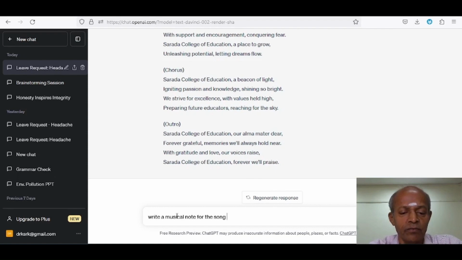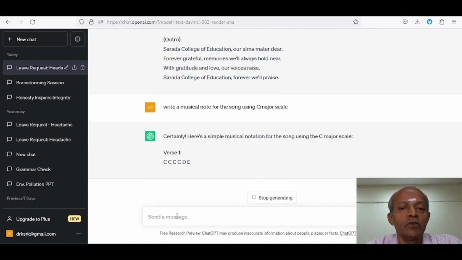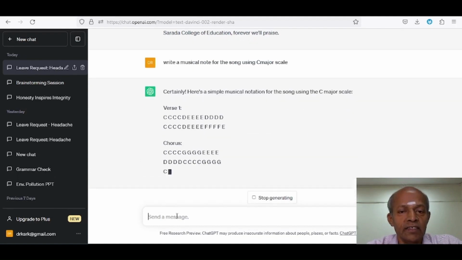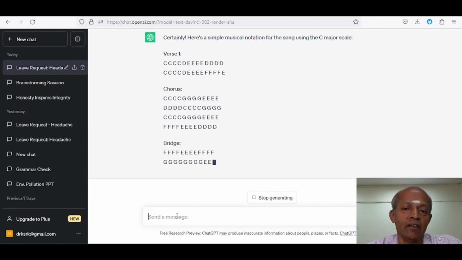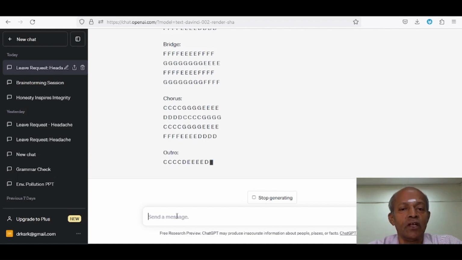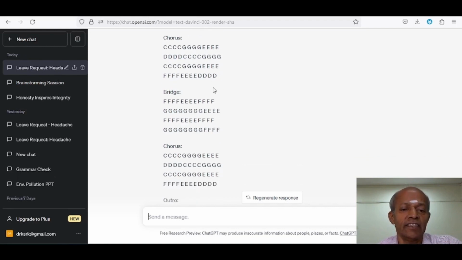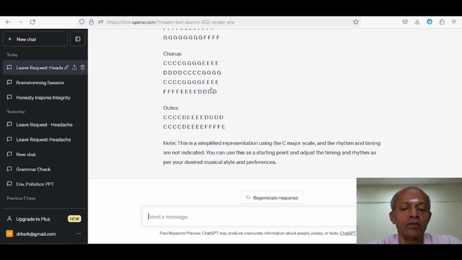for the song, that is using the C major scale. So I am asking ChatGPT to sing the song in the C major scale. For that I am asking it to write the musical notes. So now let us see what it has given. See, it has given the notes for all that: C, D, E, F, like that by using the C major scale. It has provided the musical notes.